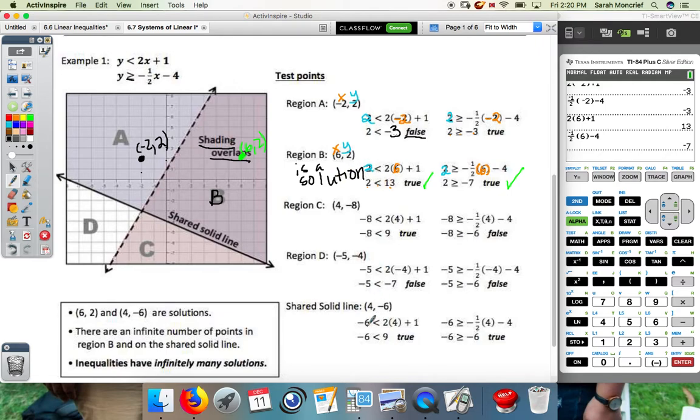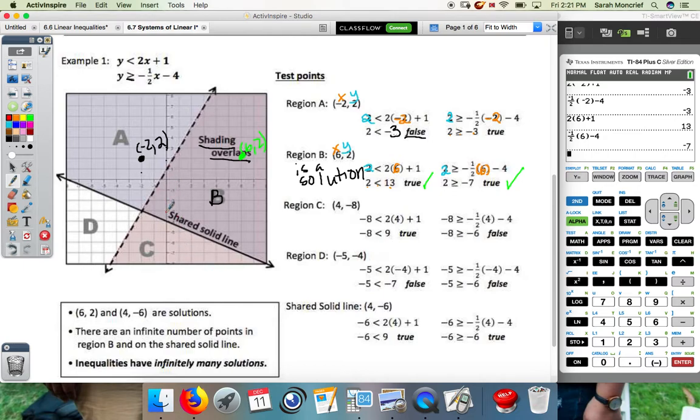All right. Now let's check region C. So region C is just this kind of reddish region right there. We don't know, so we want to check. We want to again check algebraically like we have. So let's find 4, negative 8 on the graph though. So we have 4 and negative 1, 2, 3, 4, 5, 6, 7, 8. So that would be like right about here, I'm pretty sure.